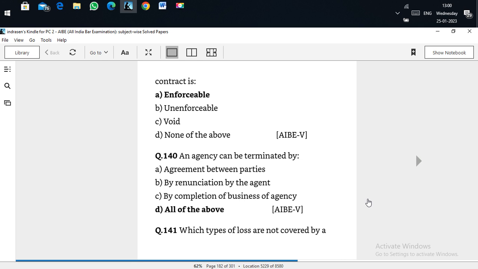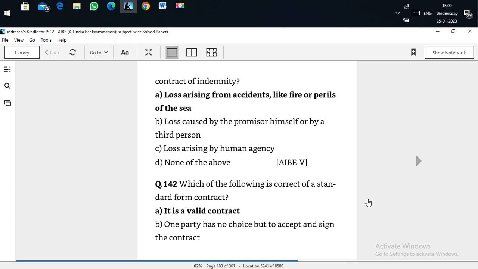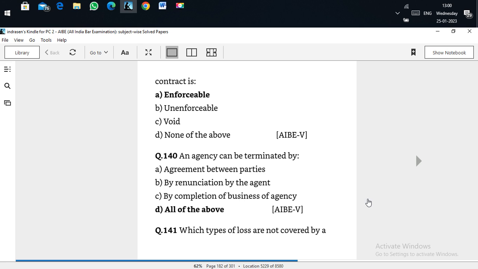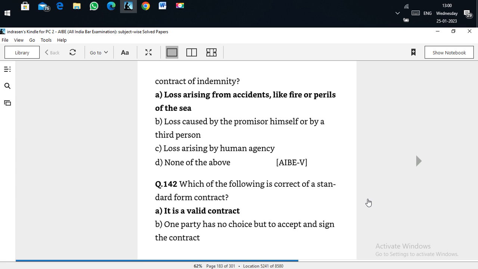An agency can be terminated by agreement between the parties, by renunciation by the agent, or by completion of the business of the agency, all of them. Which types of loss are not covered by a contract of indemnity? Loss arising from accidents like fire or perils of the sea is not covered under the contract of indemnity.